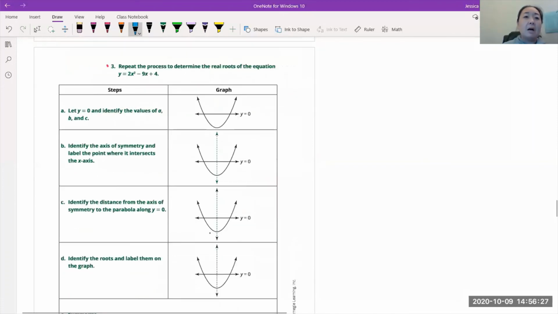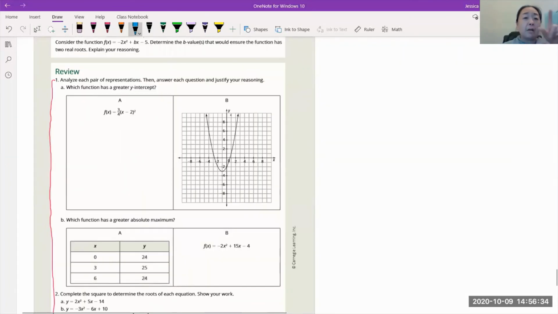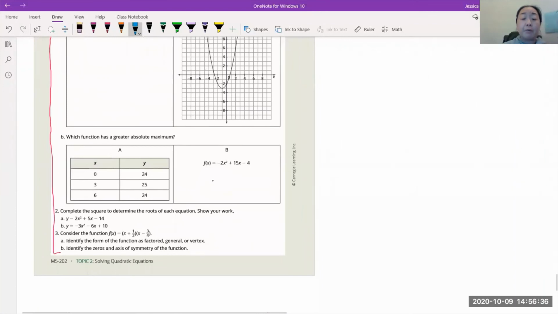Okay, so your homework then, remember it's 202, review numbers 1 through 3. Okay, it's just right here. This is all review of stuff that we've done before. Complete the square, right? Complete the square, we've done that. So if you don't remember how to do that, you can do what we were doing earlier, right? Because we were just doing that for one of those problems in the very beginning, okay? When we were doing the quadratic formula.